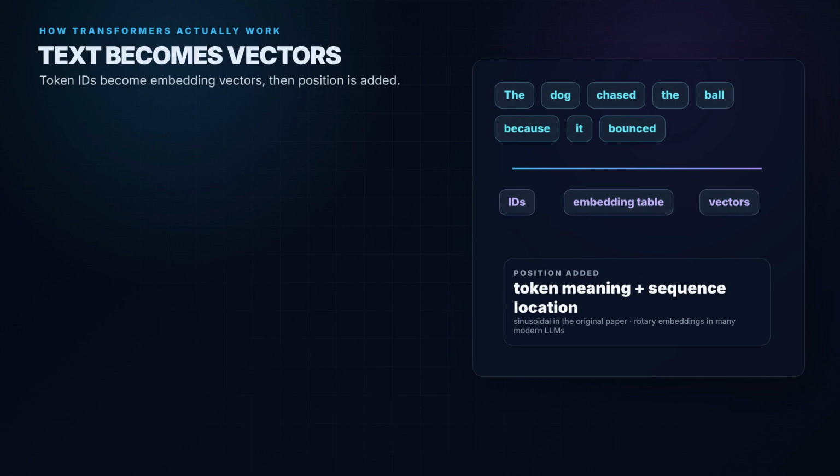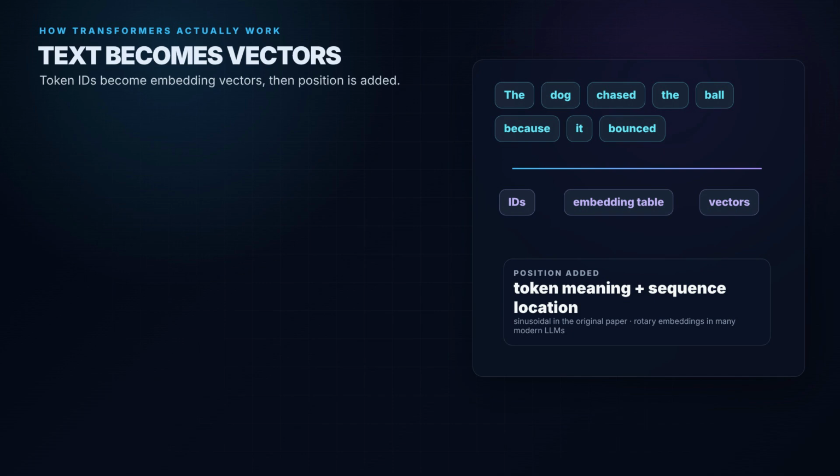A language model does not see that as letters or words. The tokenizer converts text into token IDs. Those IDs index into an embedding table, so every token becomes a vector, a list of numbers the model can update. But vectors also need position.